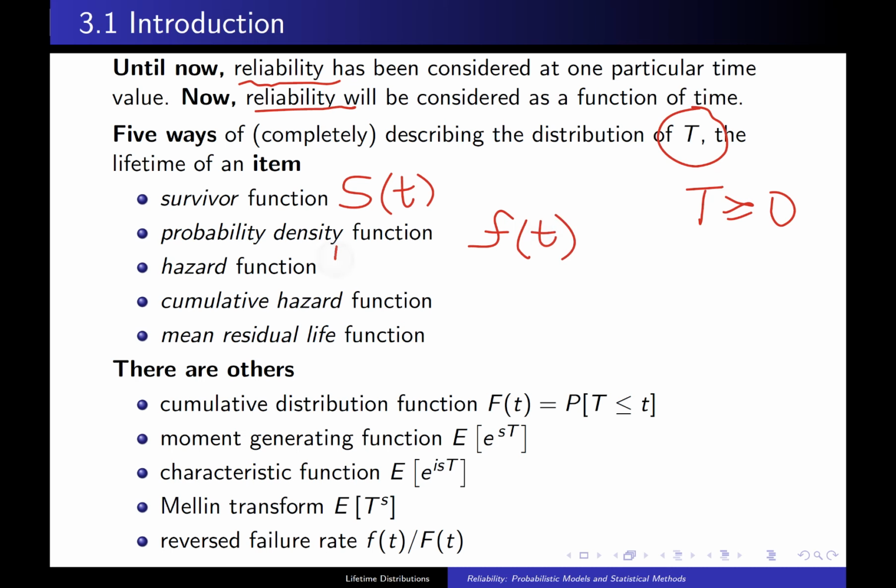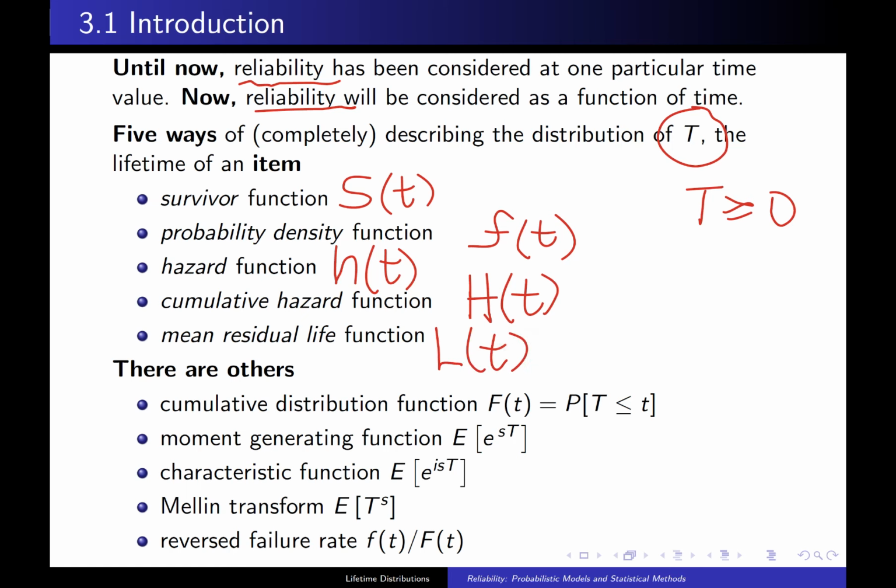The third of the 5 is the hazard function h of t, and that measures the risk that an item is subjected to at time t. The next is the cumulative hazard function, that is capital H of t. And then finally, the mean residual life function. It's given a number of names in the literature. We'll call it L of t.